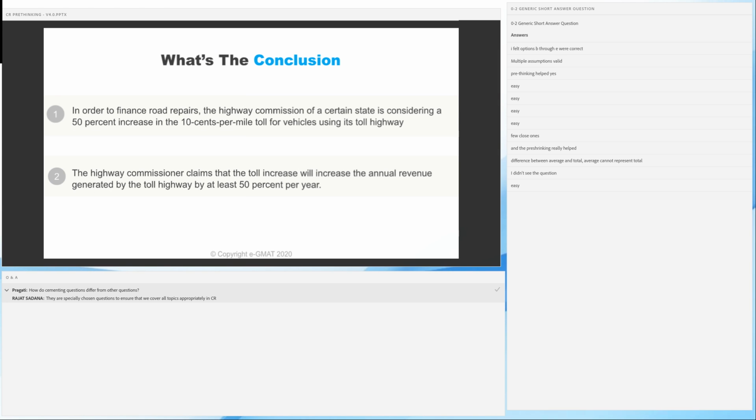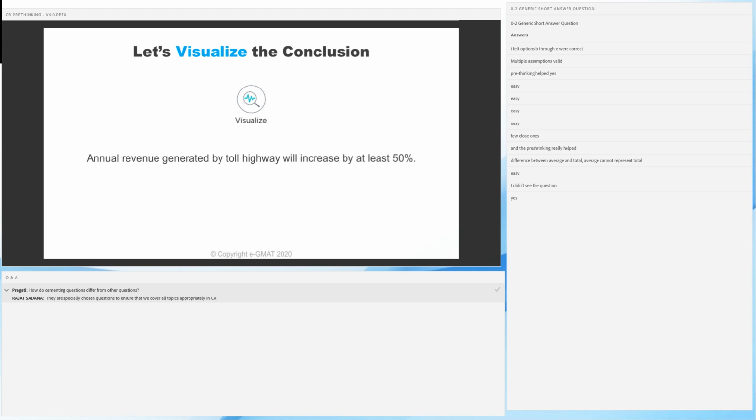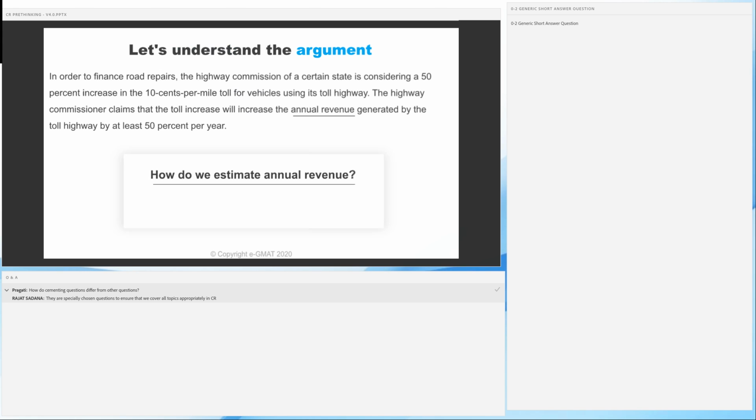Okay. So what's the claim that the commissioner makes? The commissioner says the increase in toll will increase the annual revenue generated by the highway by at least 50% per year. So what it means is, if last year my revenue was $1 million, then this year the revenue will be at least 1.5, or let's call it $1.6 million. At least a 50% increase. Just visually doing this. Okay.